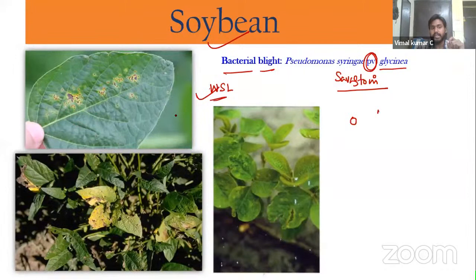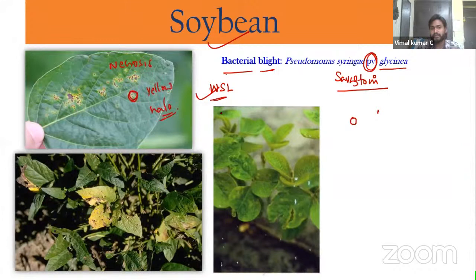Later the multiplication of the bacteria will lead to necrosis. Around that, the yellow region or yellow halo will be there, right? So this is the characteristic of bacterial blight. This is the initial stage.